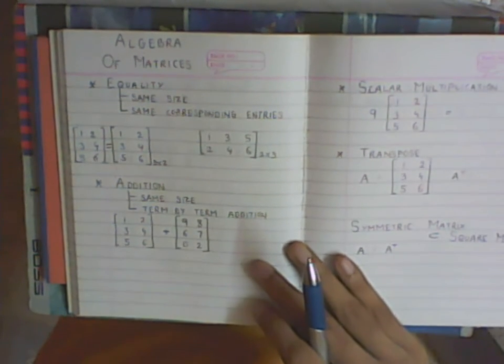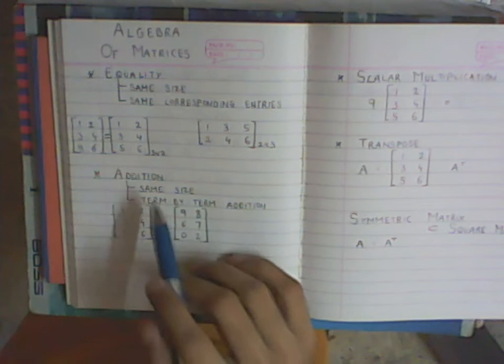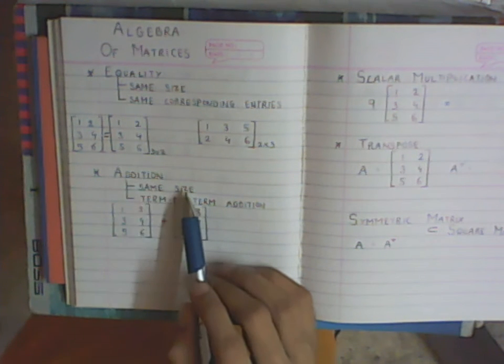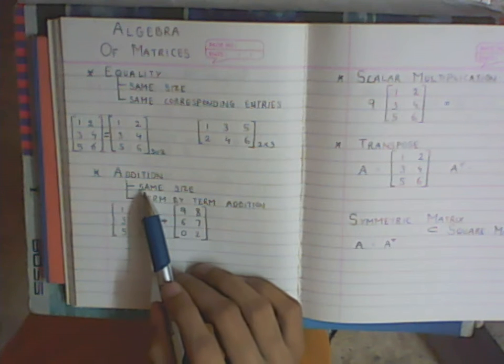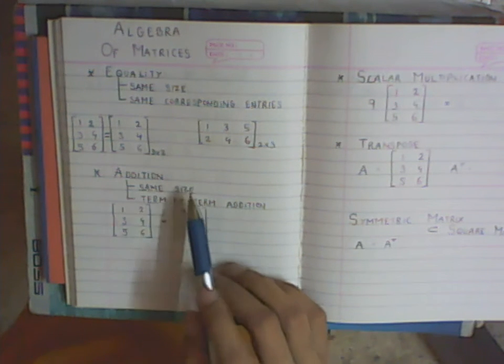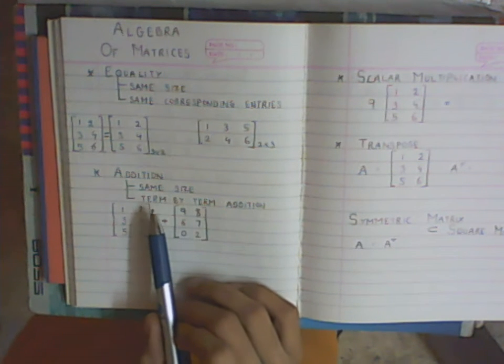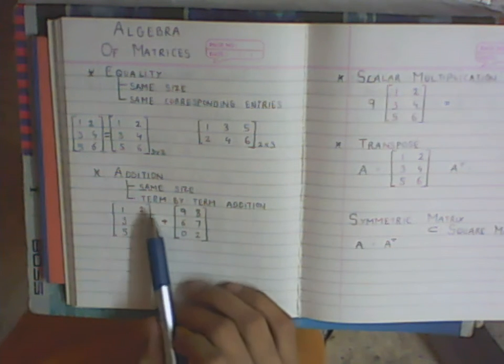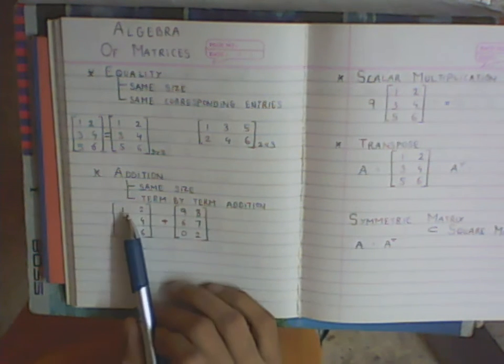Next thing you can do with matrices is you can add matrices, and of course the first condition is that they should be of the same size. Only then you can talk about addition. And if you have the confirmation that they are of the same size, then the resultant matrix will have the entries as a term by term addition of the individual entries of the individual matrices.